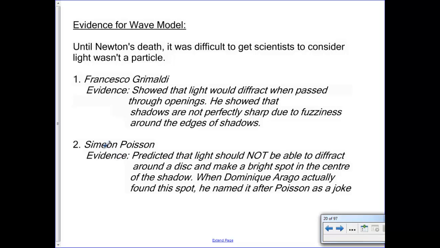This guy right here, Simeon Poisson, I'm guessing he's French, I'm butchering his name, I'm sure, actually thought that light should not be able to diffract around a disk. And so I think we talked about this story. Some other guy managed to find that it did, and so he named it after the first guy, kind of making fun of him in a way, saying, haha, you were wrong.